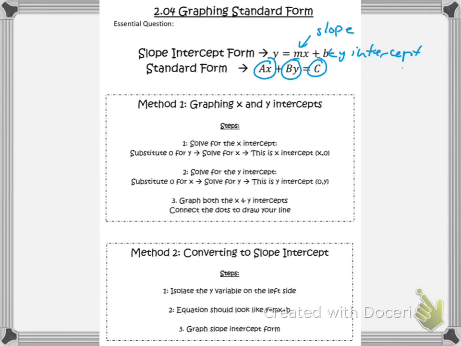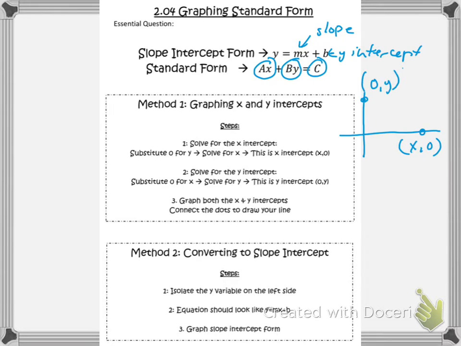One method of graphing standard form is to graph the x and y intercepts. If we think about it, on the graph, when it crosses the x or y axis, for example, the x-intercept is x comma 0, right? And on the y axis, it is 0 comma y.